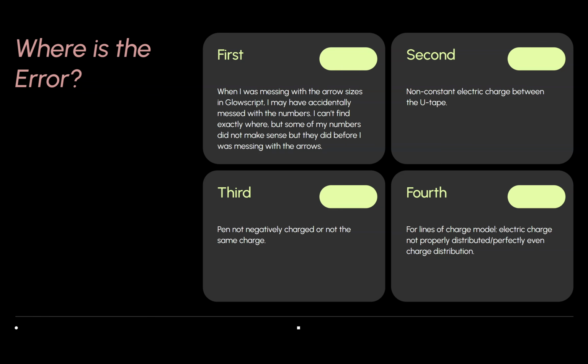First for some error. When I was messing with the GlowScript code, I think I might have had a couple places where I was messing with the magnitude of stuff, and I was getting some weird numbers at first. Eventually I got it to work out, but with some iterations I was getting crazy numbers, and I'm not really happy with that, but I think I got it figured out. I couldn't really figure out where my problem was. The second, more obvious, you got non-constant electrical charge between the U-tapes. Third, the pen was not negatively charged or not the same charge. Fourth, for the line of charge model, the electric charge was not perfectly evenly distributed. That just kind of makes sense. That's a realistic scenario, and we can't really account for that in simple code.